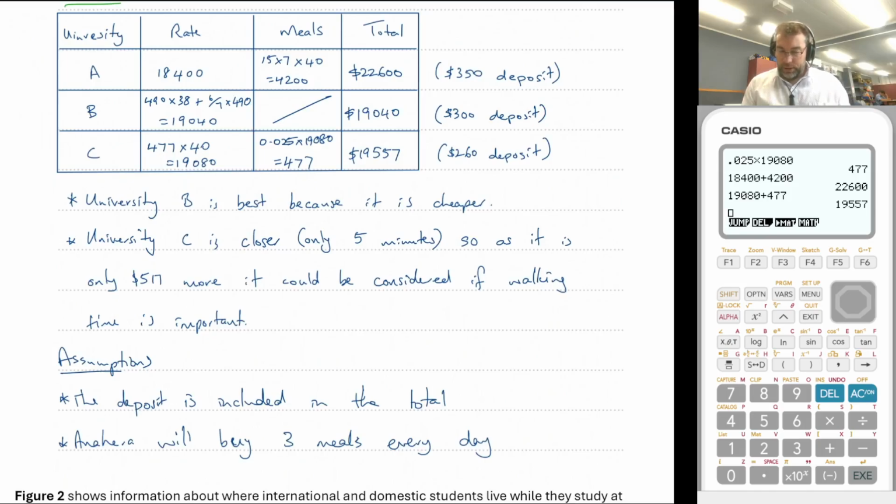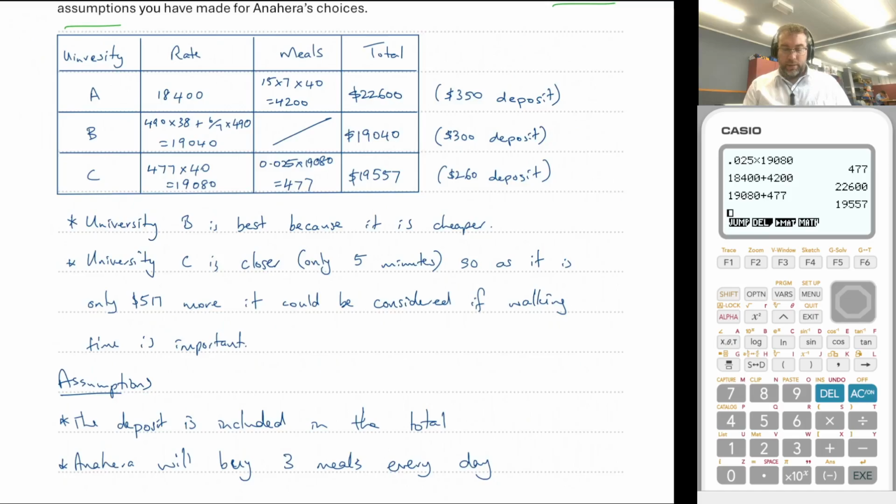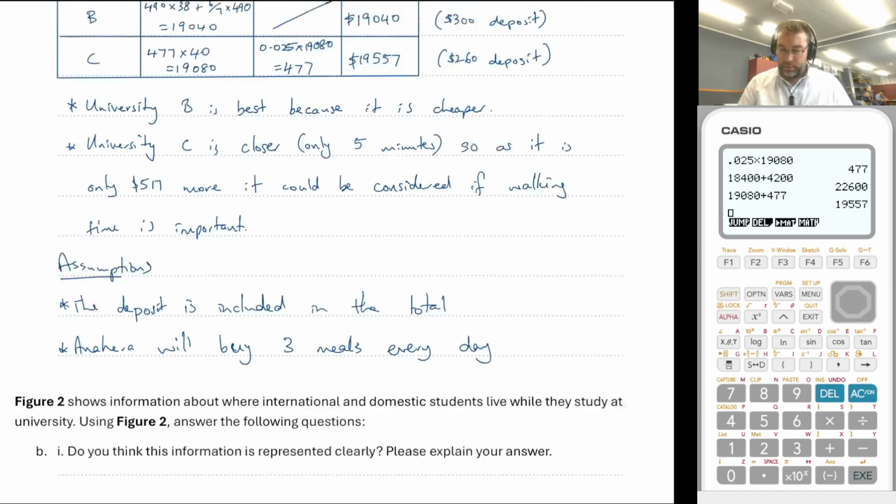You could also have assumptions in any valid one. So we've talked about the distance that they've got to walk. So you could write something about assuming that Anahera will walk each day. You could potentially have an assumption that Anahera will stay at university for the entire year because, given that B and C are weekly payments, potentially if she dropped out partway through, then University A could be better. But you're basically looking for any assumptions there, and you can use some information that you know yourself outside of the maths exam.